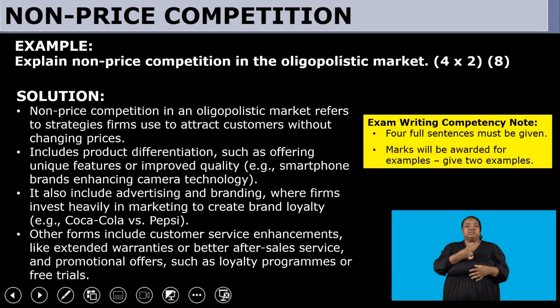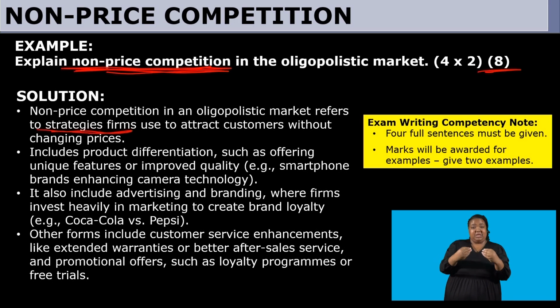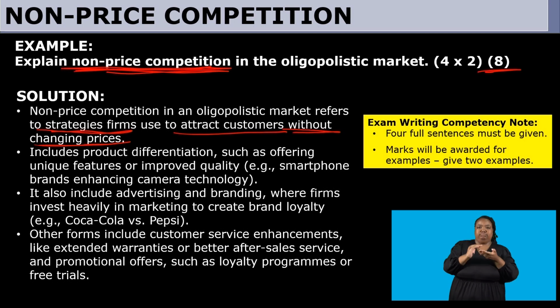One example question says, explain non-price competition in the oligopolistic market. So what is very important is to underline the key concept that is asked in the question for 8 marks. What is non-price competition? Non-price competition in an oligopolistic market refers to strategies firms use to attract customers without changing prices. So without changing prices, that's what makes it non-price. So without reducing your price, how else can you attract? What else can you do to attract customers?